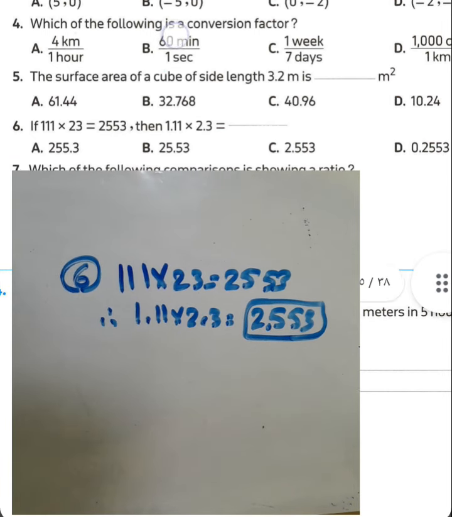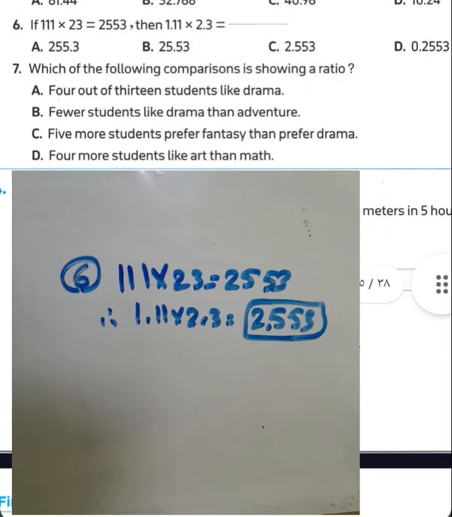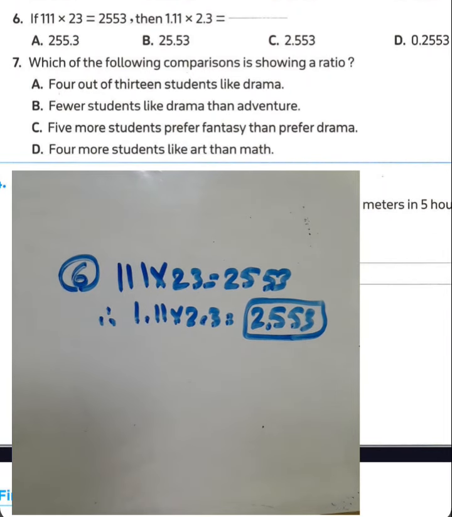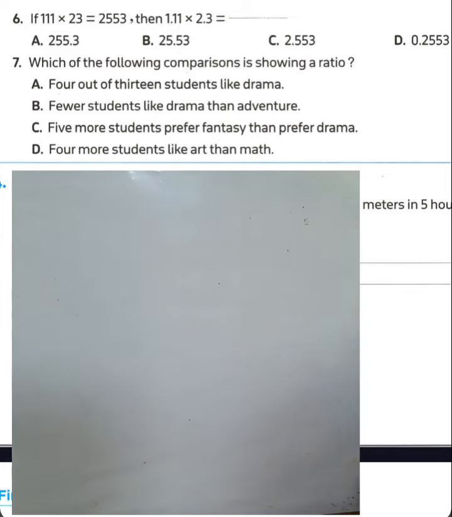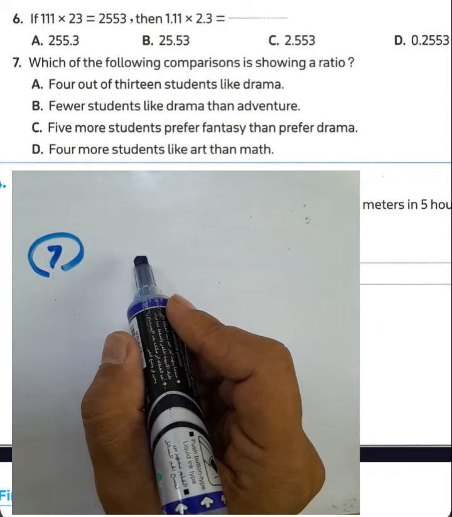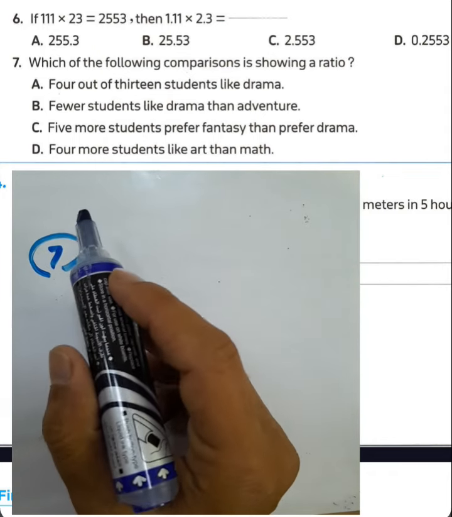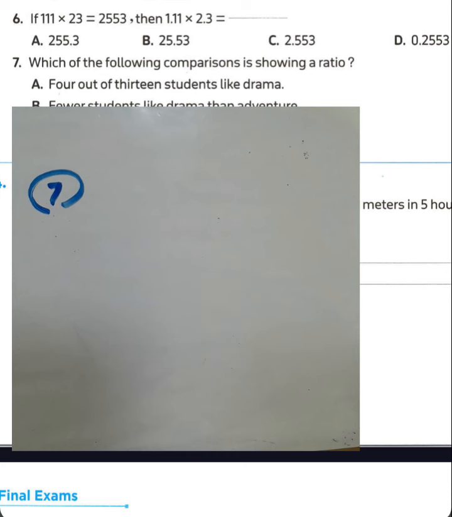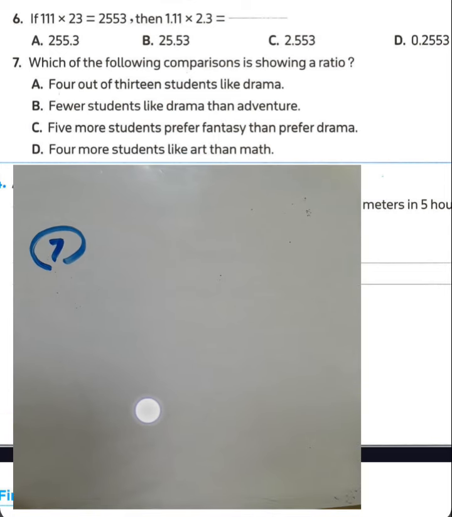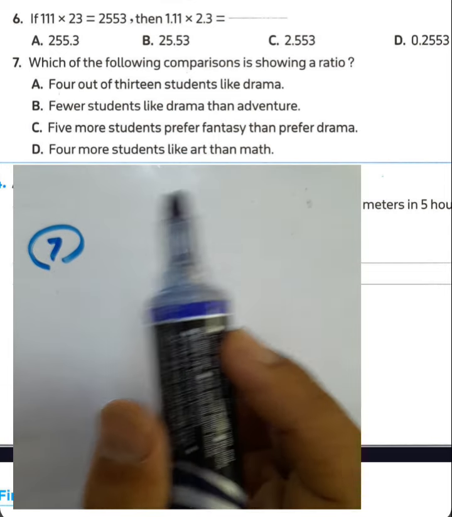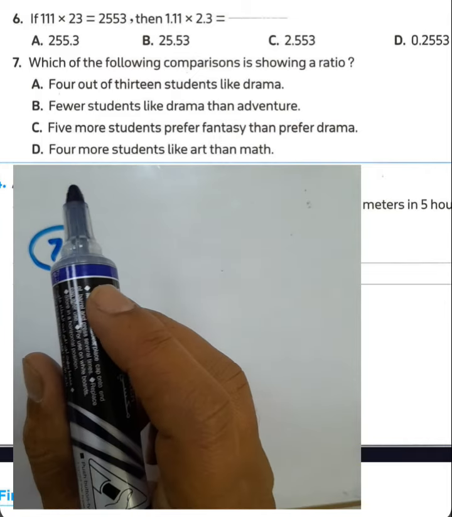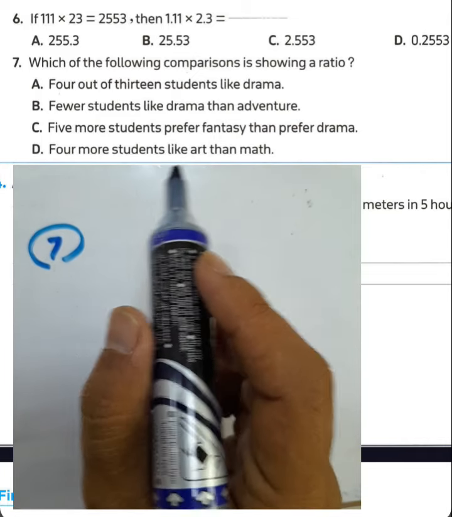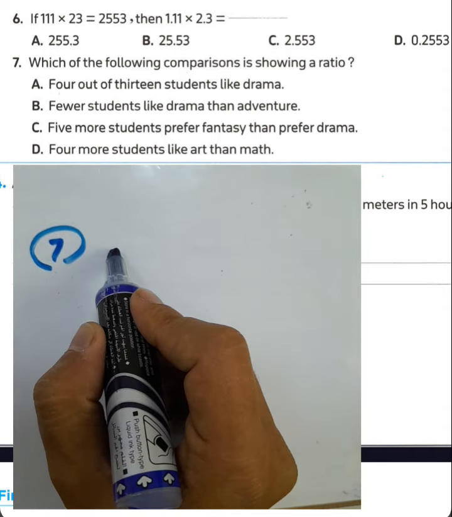Question number 7. Which of the following comparisons is showing the ratio? Question number 7 asked about comparisons, the ratio, such that 4 out of 13 students like drama. Letter B, fewer students like drama, no. 5 more, no. Students ratio, more, no. But 4 out of 13 students like drama, the ratio. Choose letter A for question number 7.